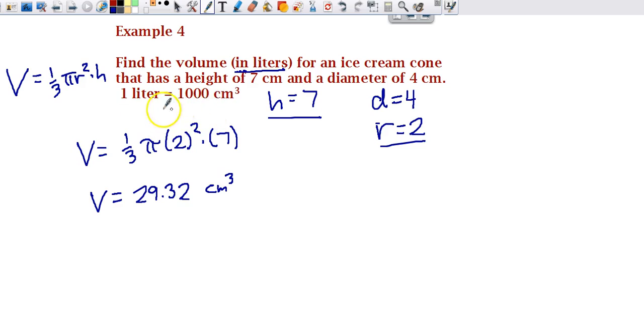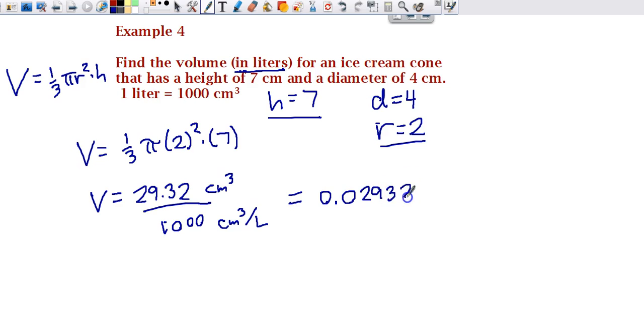Like a couple questions ago, we wanted to convert that to liters. So once again, we are going to divide that by 1,000 to get that centimeters cubed per liter. So that'll cancel out the centimeters cubed. That'll just get us the liters. And that's going to move the decimal 3 spots over. So 0.2932 liters. Okay, L for liters. That's your volume.